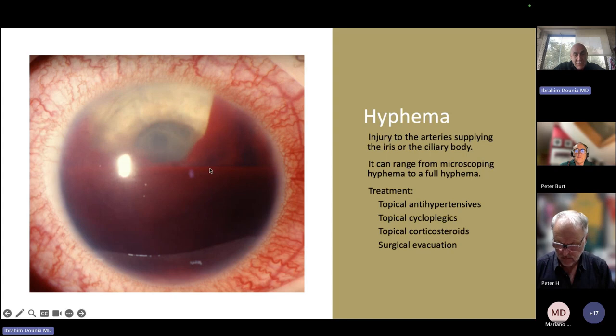This is blood, severe blood in the anterior chamber. It's injury to any arteries supplying the iris of the eye or the ciliary body. It can be small, as we saw in the other slide, or it can be that much. The treatment for this patient is relative bed rest, giving medication that will lower the pressure inside the eye, dilating their pupil, giving steroids. And if it stayed more than 2-3 days or caused very high pressure, then surgical evacuation has to be done.